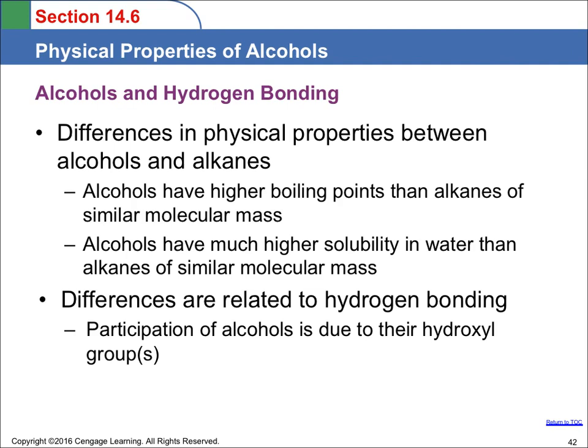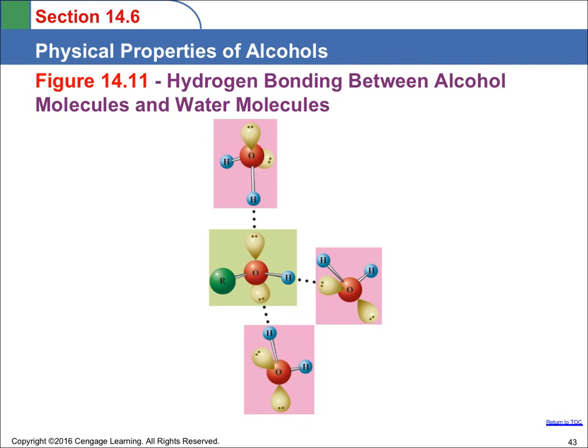The differences in the physical properties between the alcohols and hydrocarbons, or alkanes, come from hydrogen bonding. Alcohols are going to have a higher boiling point than alkanes, and alcohols have a higher solubility in water than alkanes. And again, the difference is hydrogen bonding. So what is hydrogen bonding?